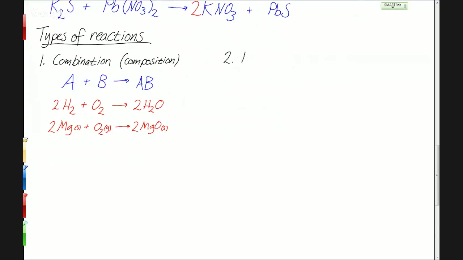Second, we have the opposite. A decomposition reaction, so a reaction where something decomposes. And that's of the form exactly the opposite of what we just did. So you start with just one thing, and that one thing breaks apart into two things, sometimes more than that. The one we're going to do next week is solid calcium carbonate. When it's heated, it decomposes into calcium oxide and carbon dioxide gas.